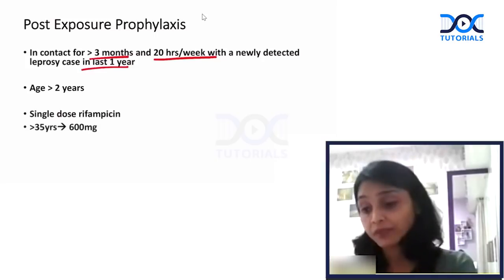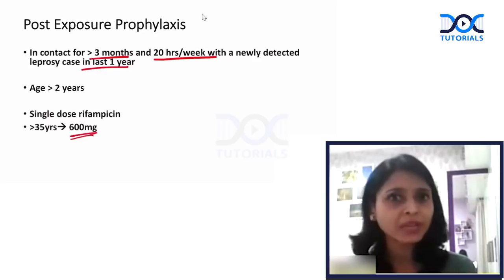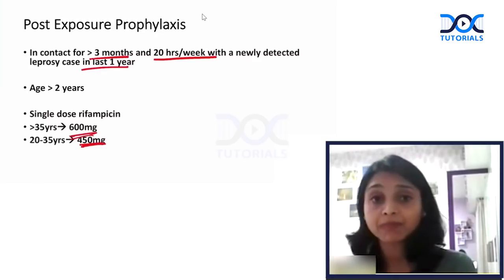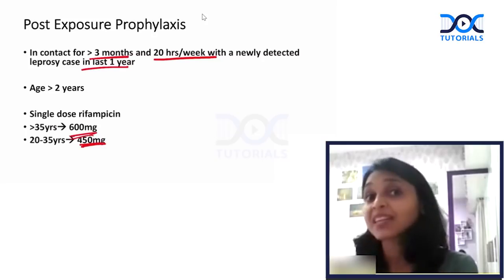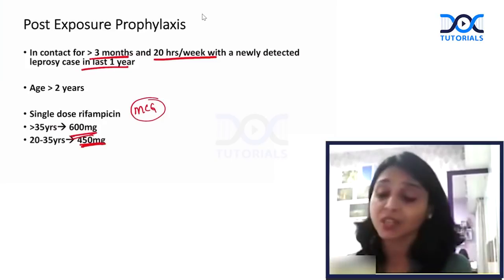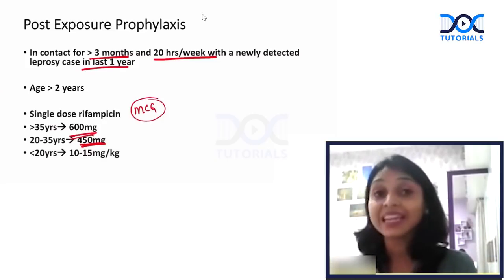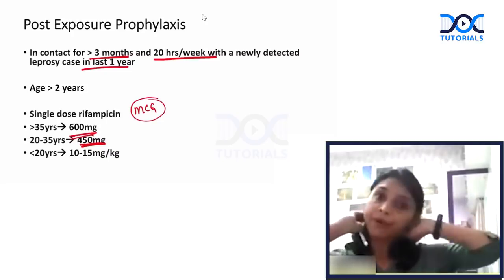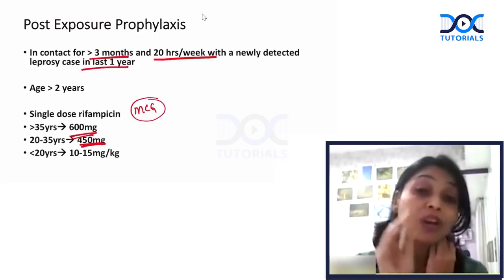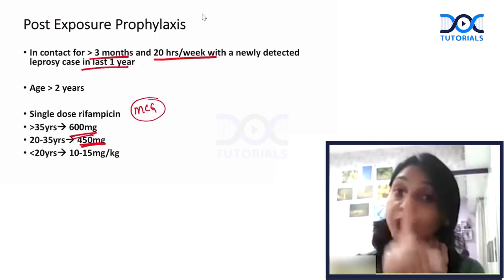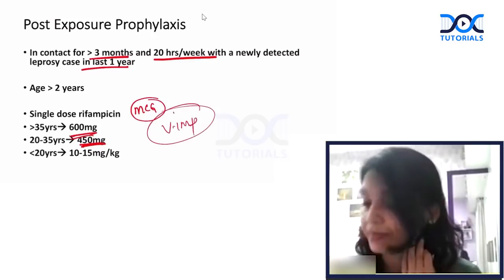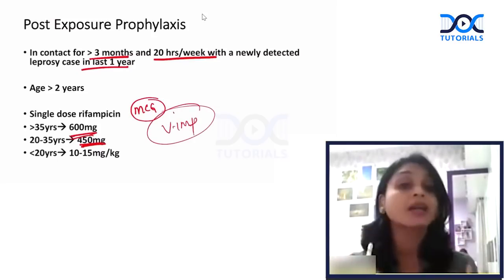If you are more than 35 years, 600 milligram. That is a standard dose that we normally give, right? For 20 to 35 years, it is 450 milligram. So this is the next set of questions that you can expect, again as MCQ, because the first part has been asked already. And a person who is less than 20 years, it is 10 to 15 milligram per kilogram body weight. So this is rifampicin. Please keep in your mind, for leprosy contacts, we are giving single dose rifampicin. Very, very important. This MCQ you learn now.